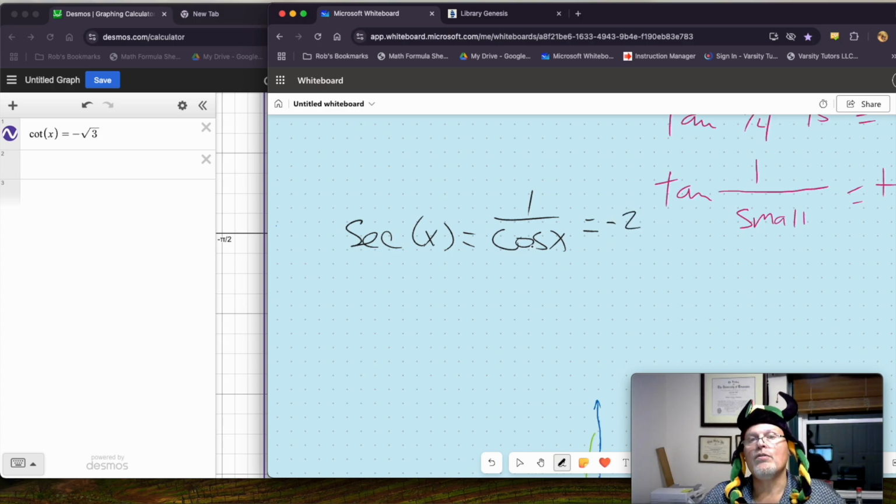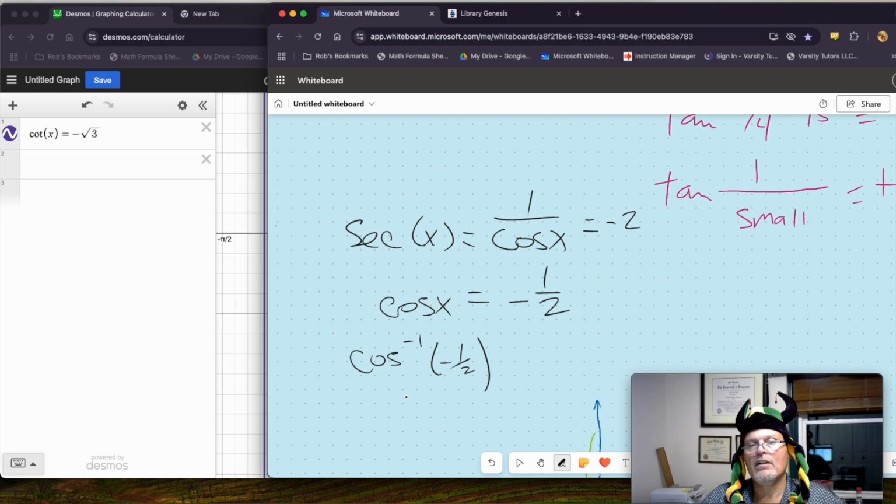So what I'm going to do, if 1 over the cosine is negative 2, I think pretty well in terms of cosine where that is. So I'm going to invert both of these. And I'm going to say cosine of x is at negative 1/2. Now you could do the inverse cosine of negative 1/2 and let the calculator talk to you, but we don't like to do that. Let's figure it out ourselves.